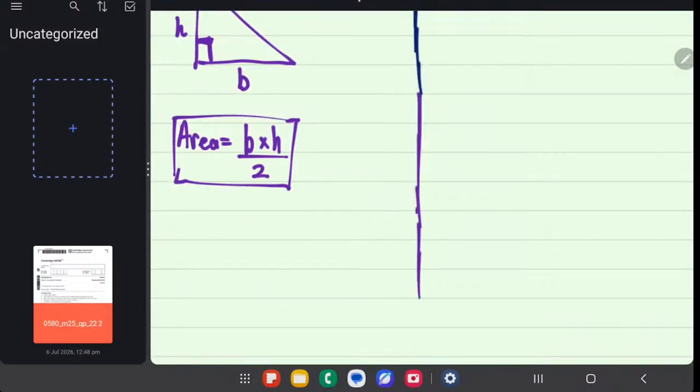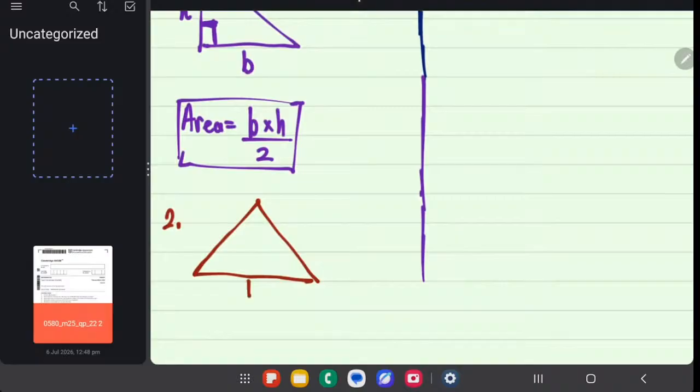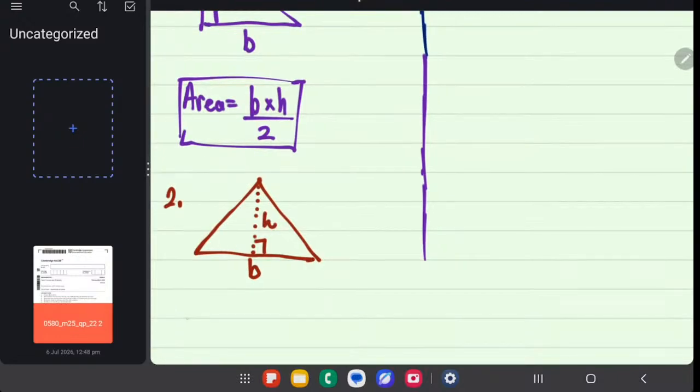Good. Then the second one is going to be this type. Aqua, can you see this? You'll be given this base, and you will be given these dotted lines again like this, where they put a right angle. So this is base and height. So we'll be saying area will be base times height over 2.